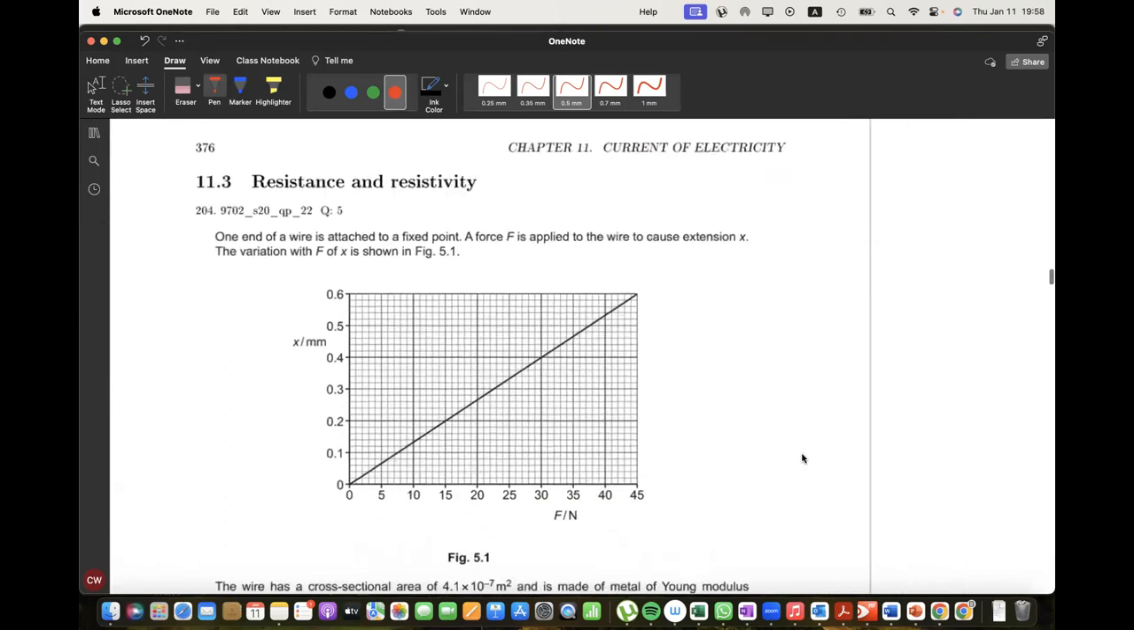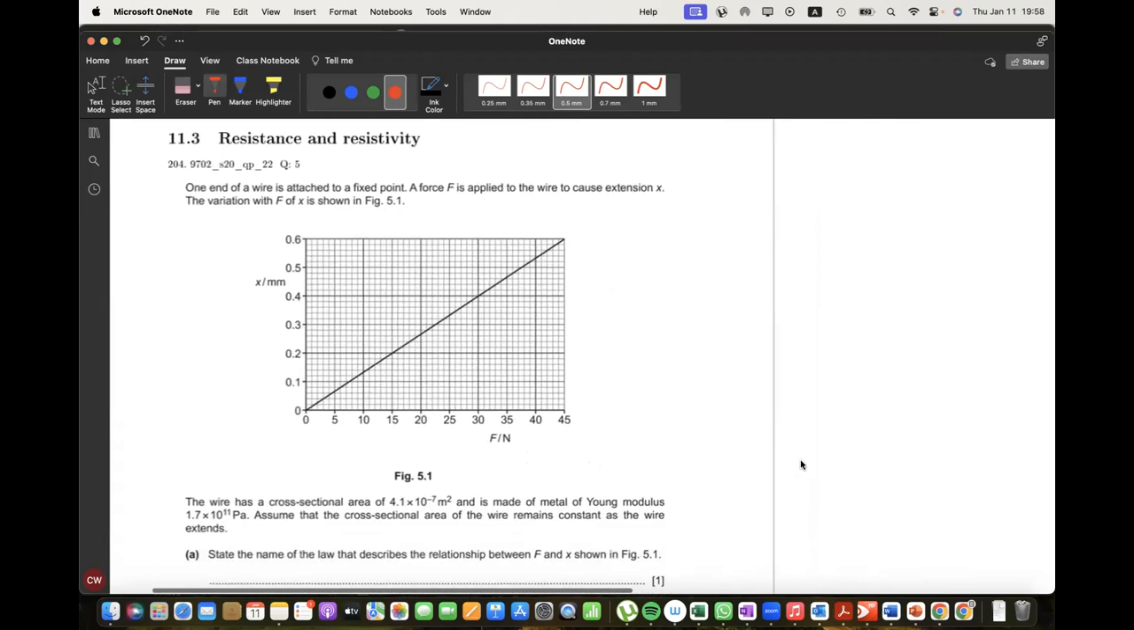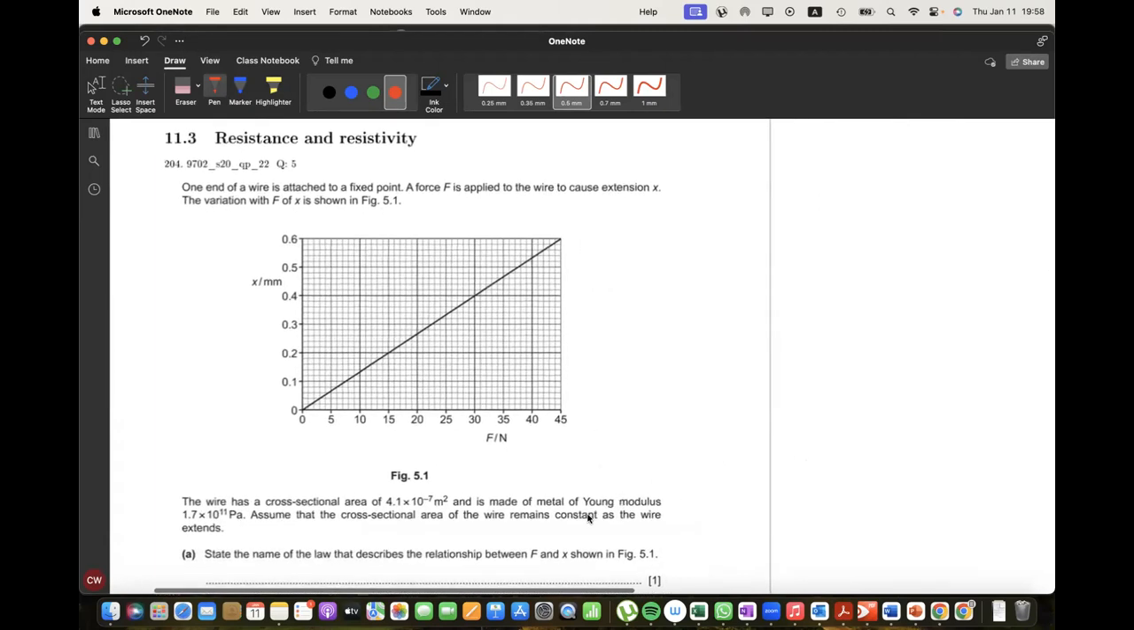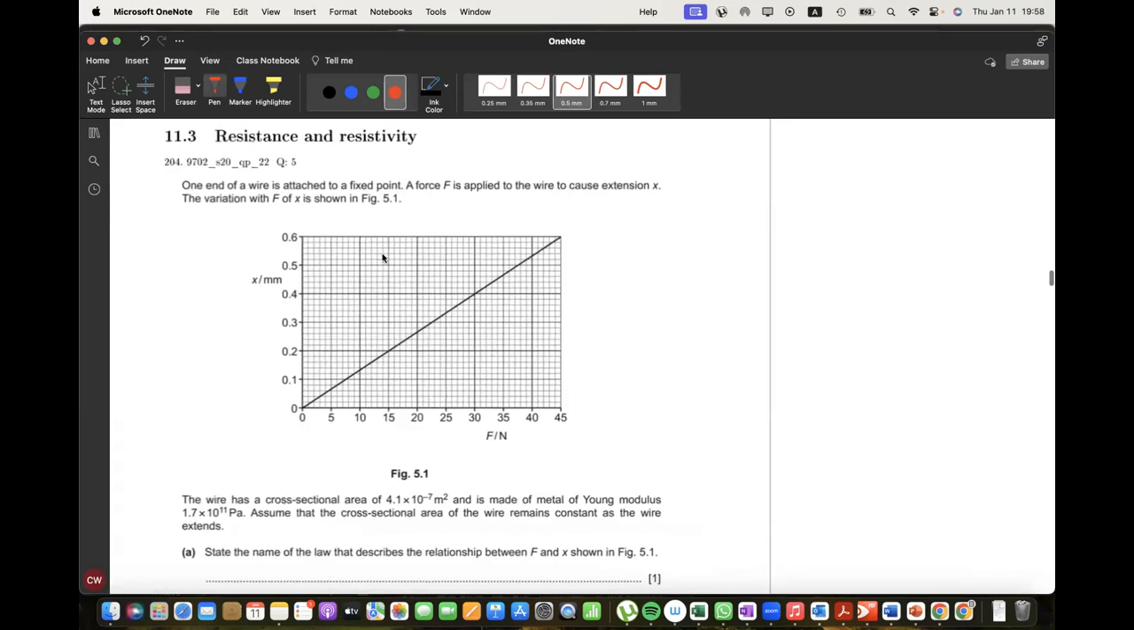Resistance and resistivity. How to do it? What is the name of this law? One end of a wire is attached to a fixed point. Force is applied to cause extension X. The wire has a cross-sectional area of 4.1 times 10 to the power -7, made from a material with a given Young modulus. Assume the cross-sectional area is constant. The wire extends. State the name of the law.